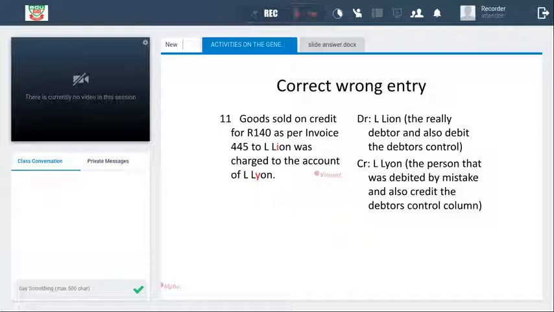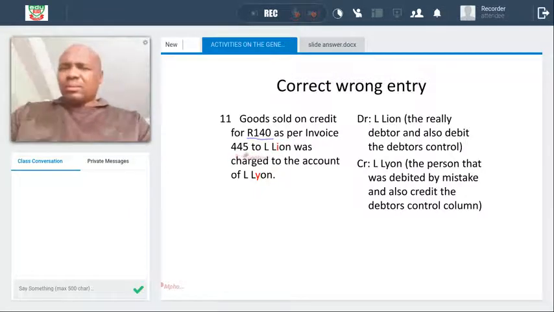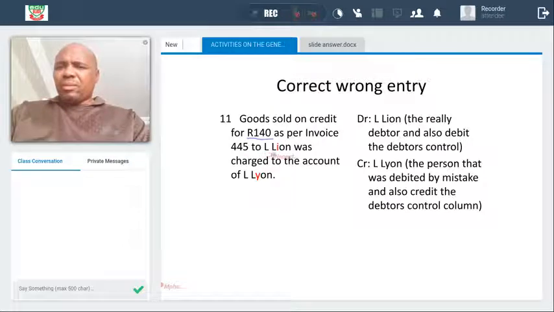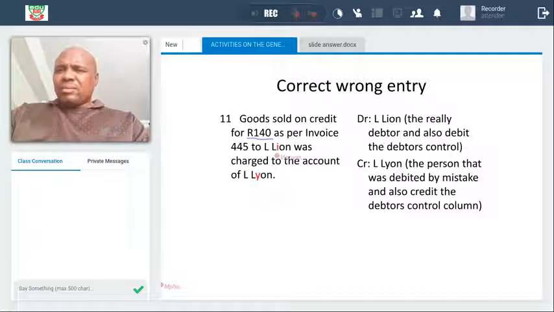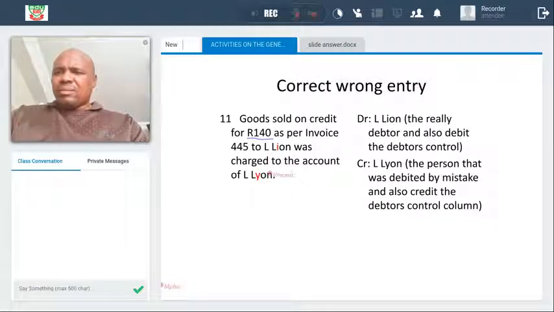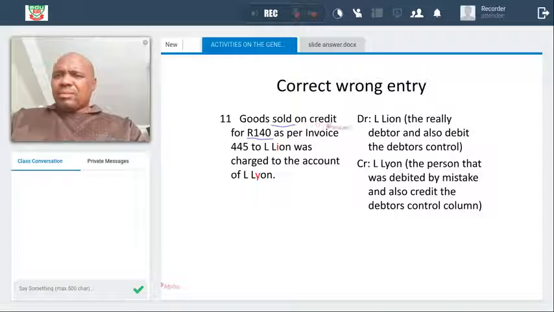Correction of wrong entries again. Goods sold on credit, as it was on the invoice. In this invoice, 445 is the invoice number, not the amount. It was charged to this L Lion. So you see, this Lion is with the I, this Lion is with the Y. So actually they are different people. But are they creditors or debtors? Look at the words "goods sold". Sold means they are our debtor, the one owing us on credit.